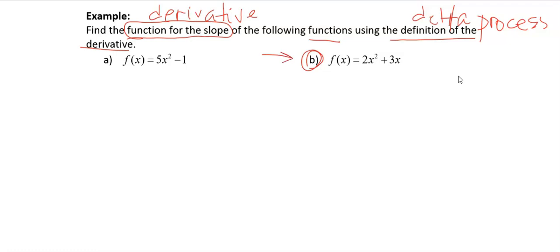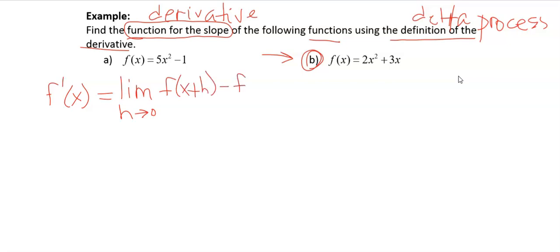Okay, so the function is f of x equals 2x squared plus 3x. I want to get the derivative. Now remember, we can use the notation here. I can say f prime of x, that's the notation for the derivative, is equal to the limit as h goes to 0 of f of x plus h minus f of x all over h. All right, so this is what we have to do. This is equal to the limit as h goes to 0.